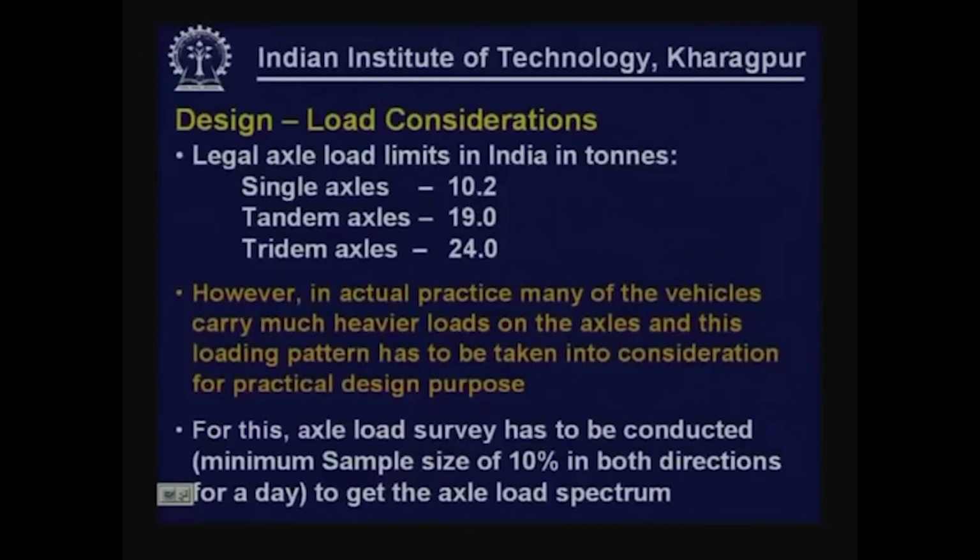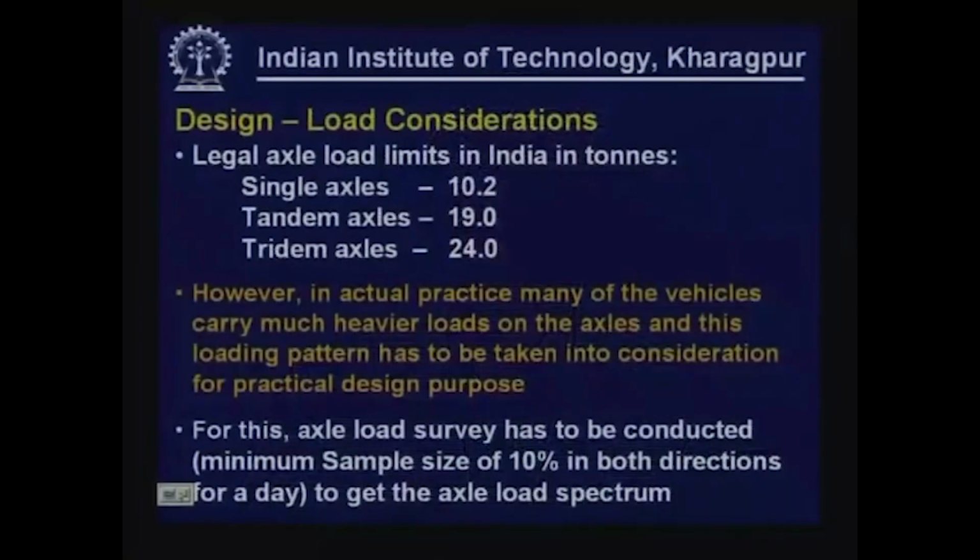We know that the legal axle load limits in India for single axle load is 10.2 tons, tandem axle is 19 tons, tridem axle is 24 tons. However, in actual practice, many of the vehicles carry much heavier loads on the axles, and this loading pattern has to be taken into account. We cannot believe that these are the legal axle limits, because we know that there are going to be much heavier loads applied. We have to take that actual practical loading pattern into consideration and design accordingly.